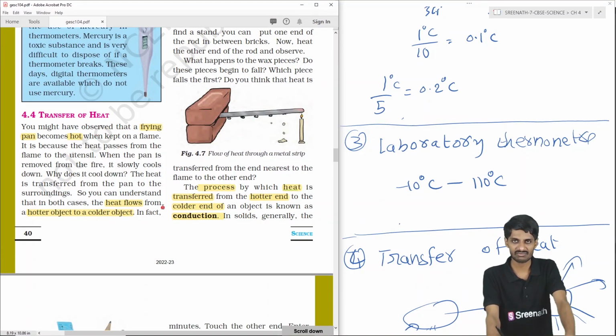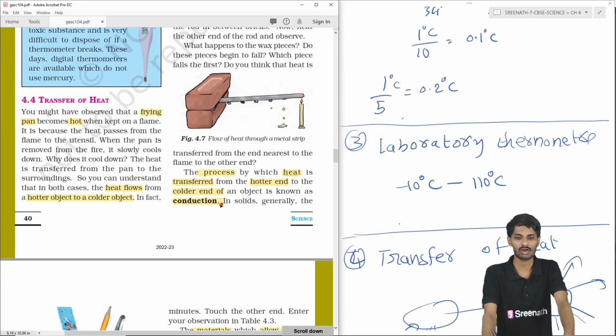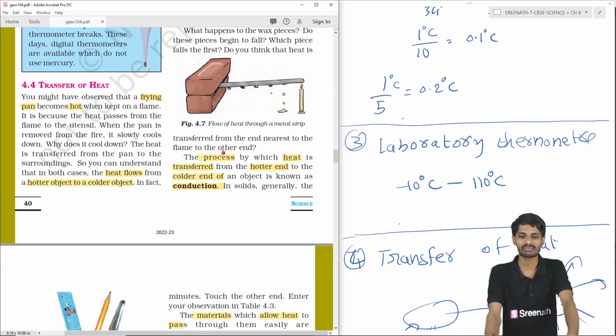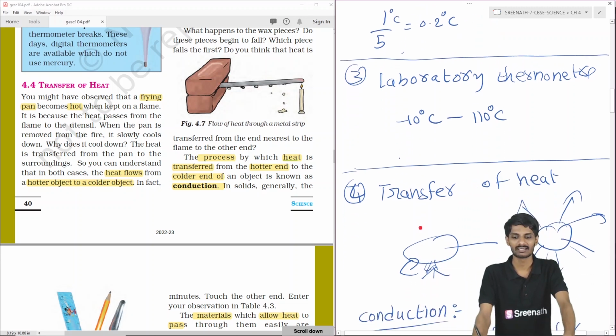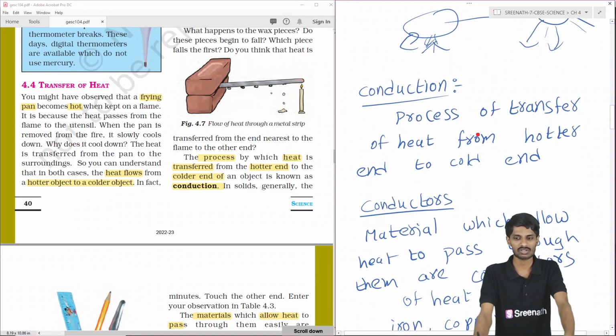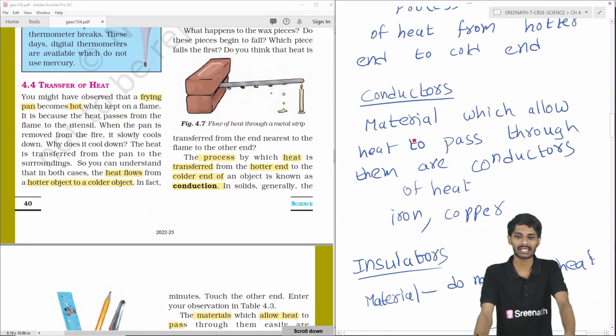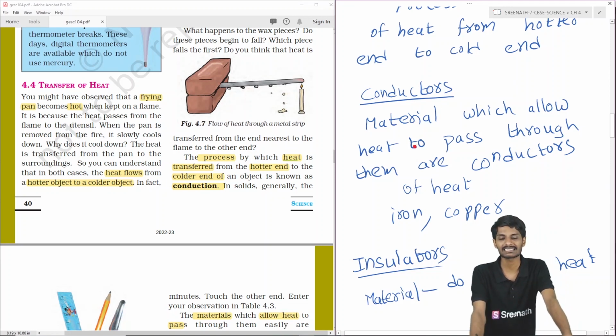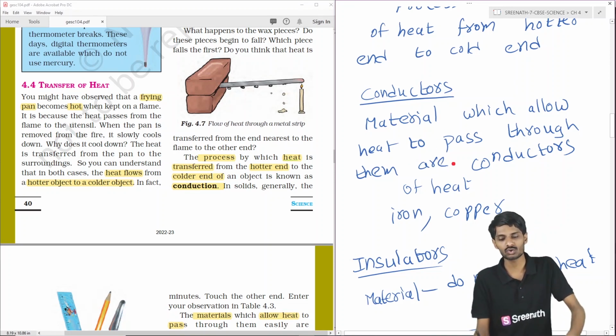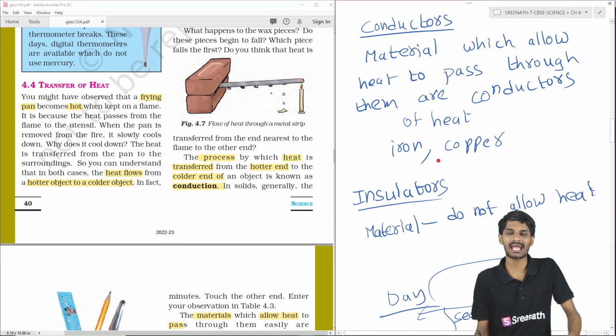So heat will transfer from a hotter object to a colder object. The process of transfer of heat from the hotter end to the colder end is called conduction, students. Conduction means the process of transfer of heat from the hotter end to the colder end. Next thing is conductors. Conductors are the materials which allow heat to pass through them. So examples are iron and copper.